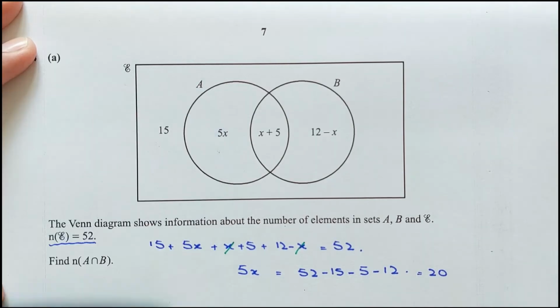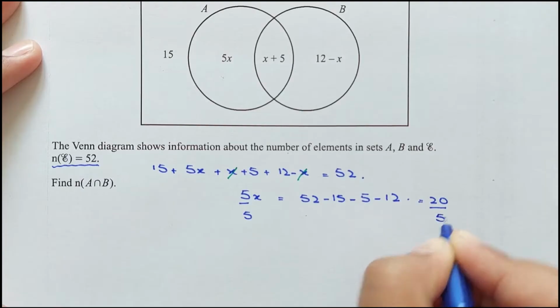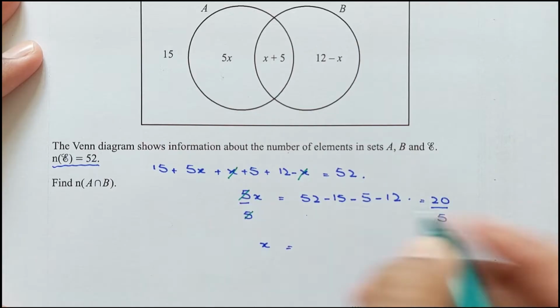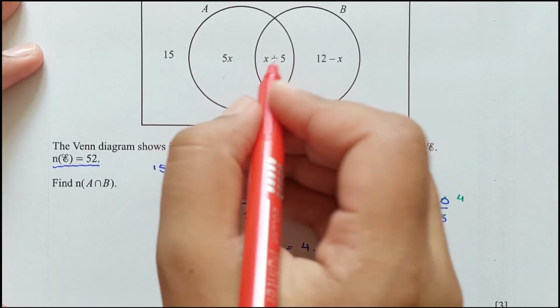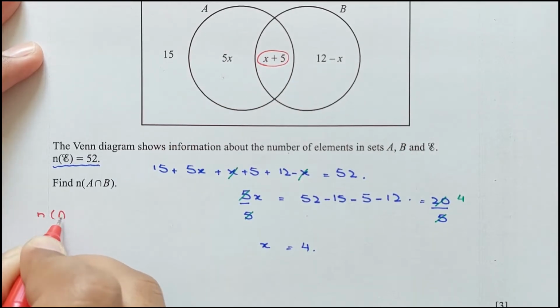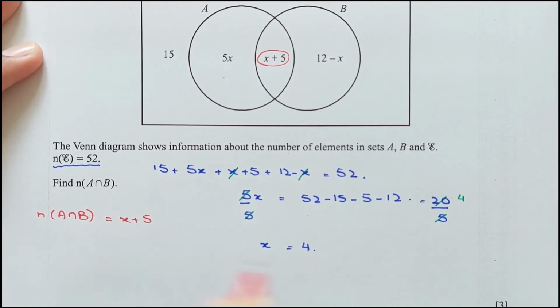Okay, let me solve for x. Dividing by 5 on both sides. So x is going to be, we have 5 divided by 5 is 1, 5 times 4 is 20, so x is equal to 4. Right. Now the question is, we have to find the number of elements in A intersection B. So these are the number of elements in A intersection B. So number of elements in A intersection B is equal to x plus 5. And what is x? X is 4. So we have 4 plus 5, and this is going to be 9. So the answer is 9.